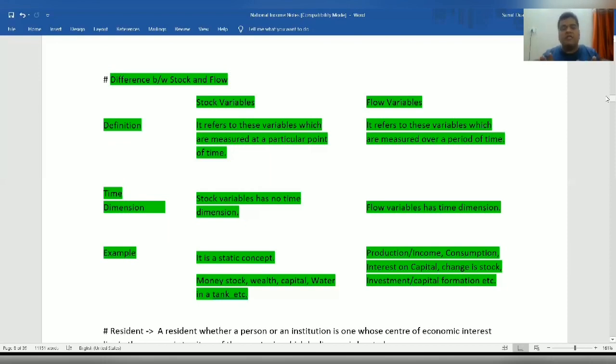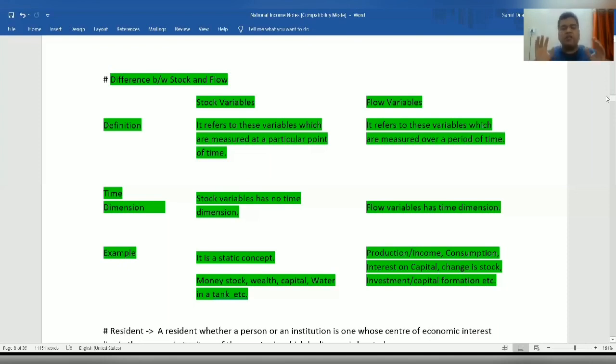So basically, the variables which are only measured at a particular point of time are called stock variables. I'll give you one or two examples also, so that you can understand the concept very well. But when I talk about the flow variables, first you have to understand the definition: the variables which are measured over a period of time. Over a period of time means monthly, daily, or weekly. ऐसे variable जिनको मैं एक टाइम डायमेंशन के साथ मेजर कर पाता हूं, these are called your flow variables.